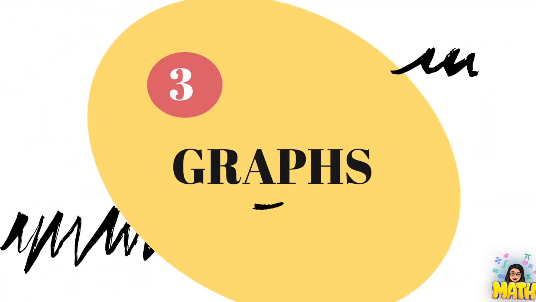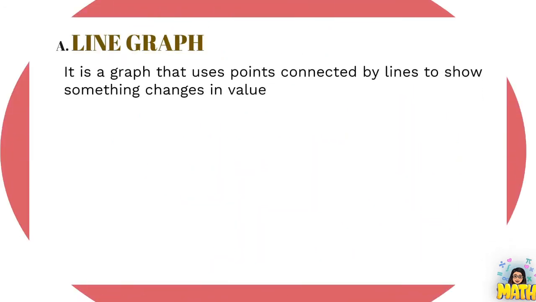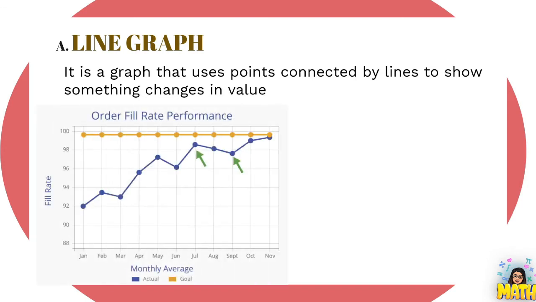Now, let's proceed to the third method on how to organize and present data, and this time using graphs. We'll have 5 different graphs that we'll discuss to present our data visually. First, let's have a line graph. It is a graph that uses points connected by lines to show how something changes in value.